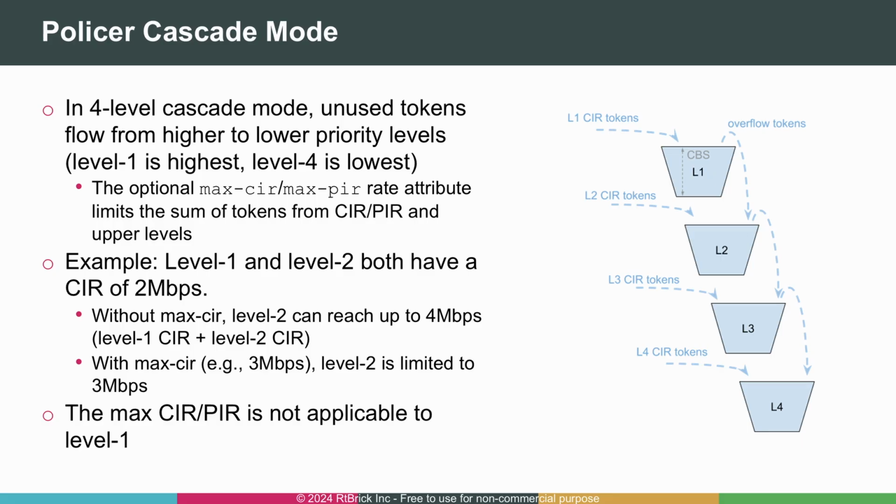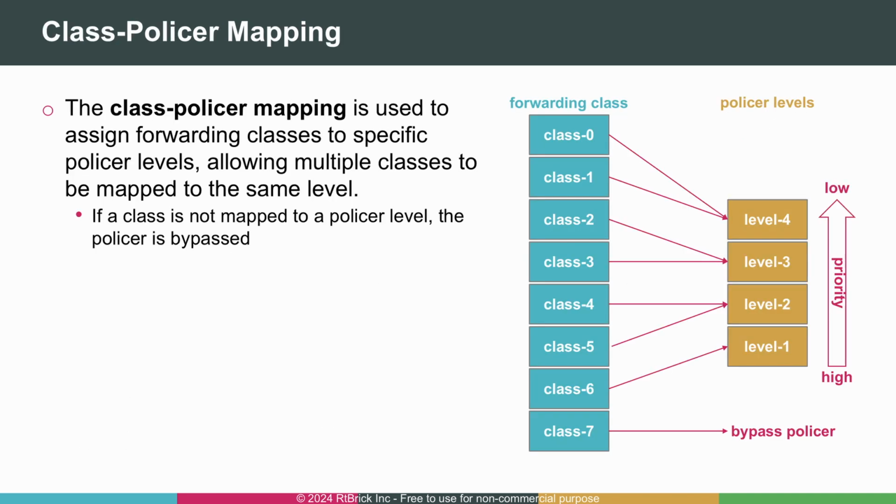To ensure strict traffic limits, max CIR or max PIR can be configured. If the CIR and max CIR are set to the same value, no leftover tokens from higher levels will be used. Additionally, level 1 cannot inherit tokens from any higher level, as there is no level 0. Therefore, max CIR and max PIR don't apply to level 1. RBFS supports up to 8 traffic classes, but only 4 policer levels, which means that multiple classes must be mapped to the same policer level. This mapping is defined using a class policer map.